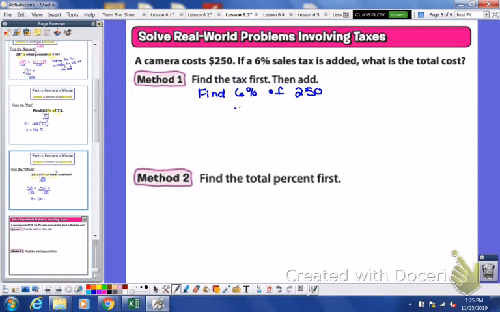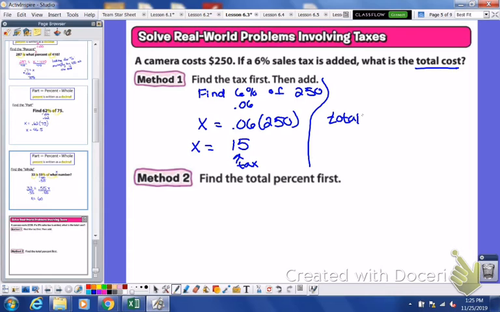So 6% as a decimal, if we divide by 100, is 0.06. So our part is what we're looking for. So x equals 6/100 times 250. We go ahead and multiply that. Go to our calculators. We get that x is 15. Now this is our tax. Be careful what the question's asking for. I want the total cost. So if my camera costs 250, my total cost then equals the cost of the camera, $250, plus our tax. So that gives us a total cost of $265. Okay, so there's example 1 where you found your tax first and then added it.